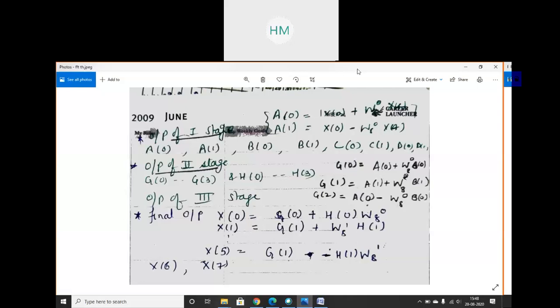Have you written all the equations? Yes, Aditi, Avantika, Jaya, Sakshi. So write down. I will wait.